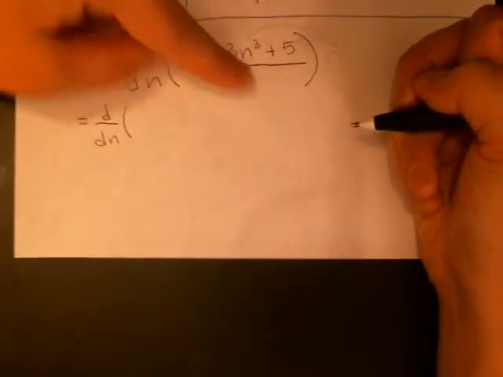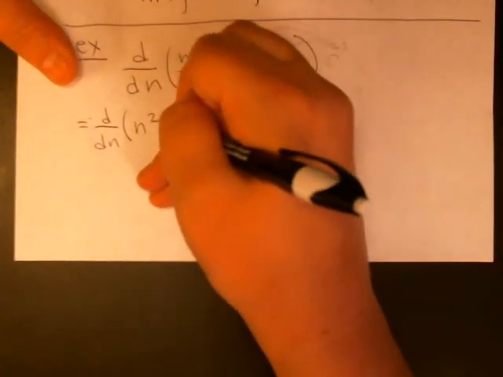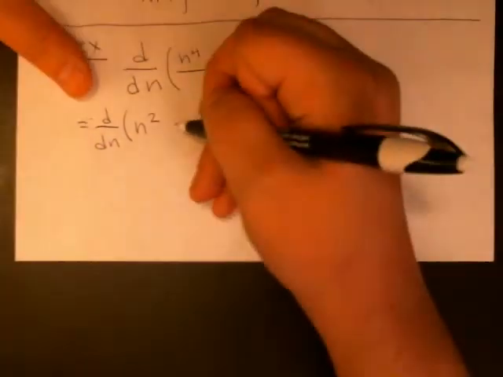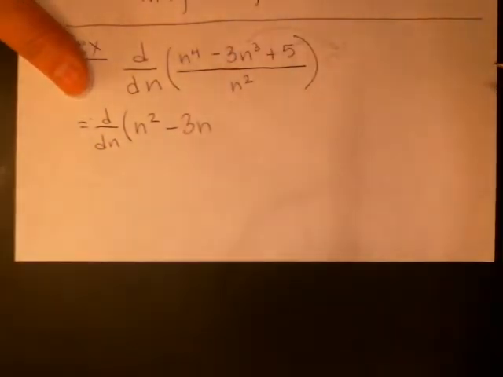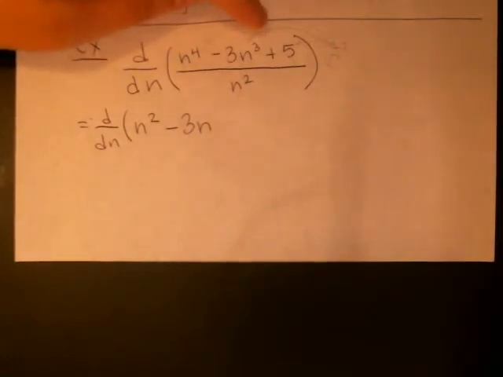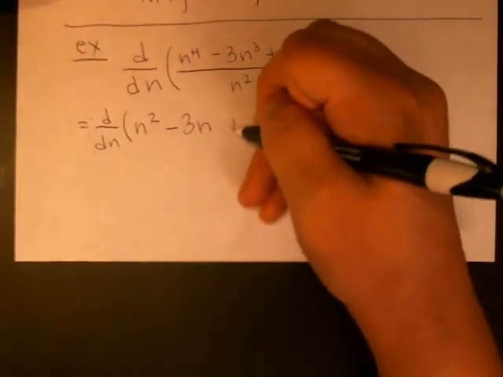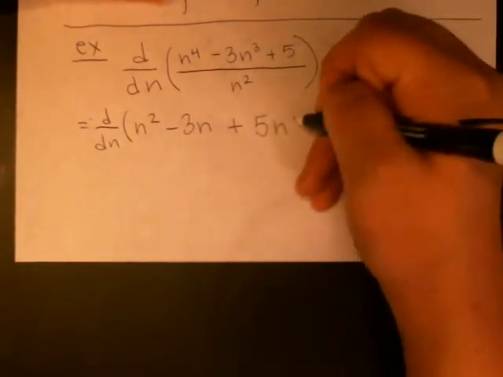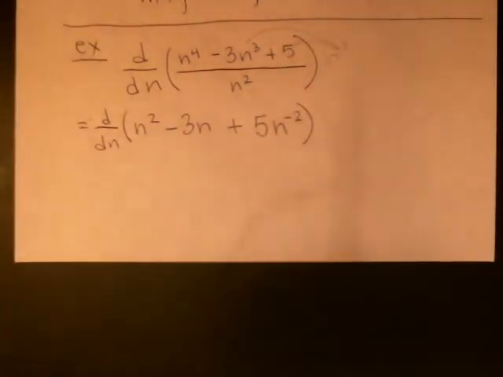I'm going to get an n to the 4th over n squared, which is n squared. I'm going to get negative 3n cubed over n squared, which is negative 3n. Two of those n's cancel out, but there's one left on the top. And then I'm going to get a 5 over n squared, which I will rewrite a little bit. It is what it is, but I'll make it 5n to the negative 2 so that I can take a derivative of it nicely.